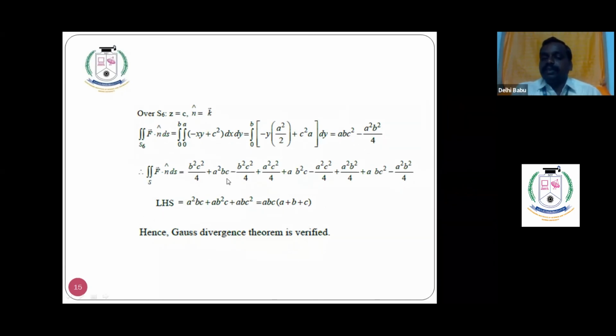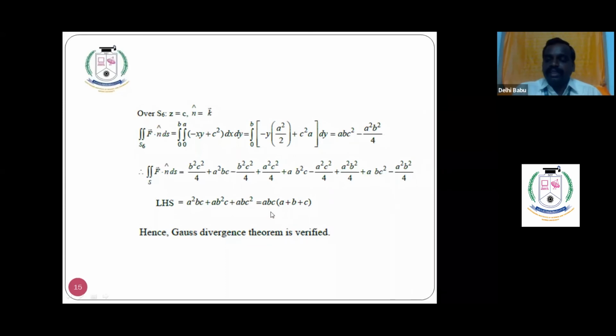S1, S2, S3, S4, S5, S6. So I add all this. So finally your LHS is this: minus sign, plus sign cancel, minus sign, plus sign cancel, minus sign, plus sign cancel. So we get a square bc plus a b square c plus a b c square. So take a b c as common. Then you get a plus b plus c.